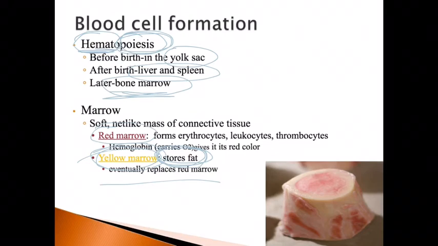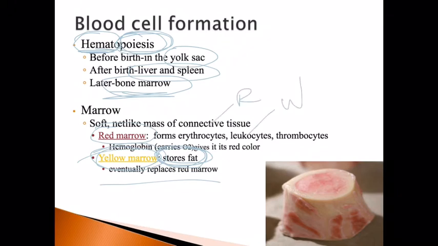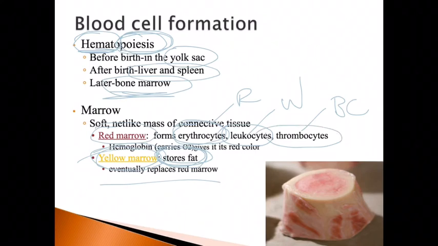Now, the red marrow forms the erythrocytes, which are the red blood cells, leukocytes, which are the white blood cells, and thrombocytes, which are the blood clotting cells. It also has hemoglobin, which carries oxygen, which gives the erythrocytes their red color. So again, erythrocytes are your red blood cells, leukocytes, your white blood cells, thrombocytes, your blood clotting cells.